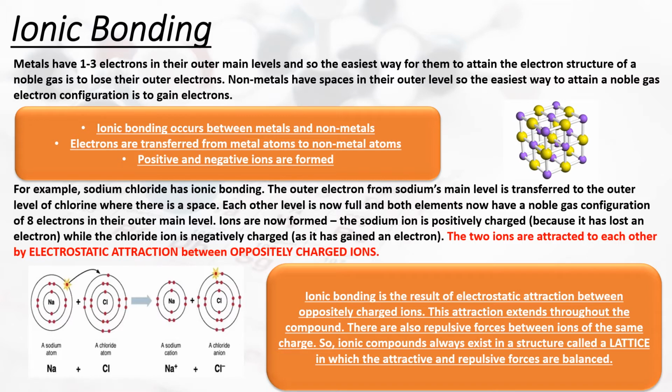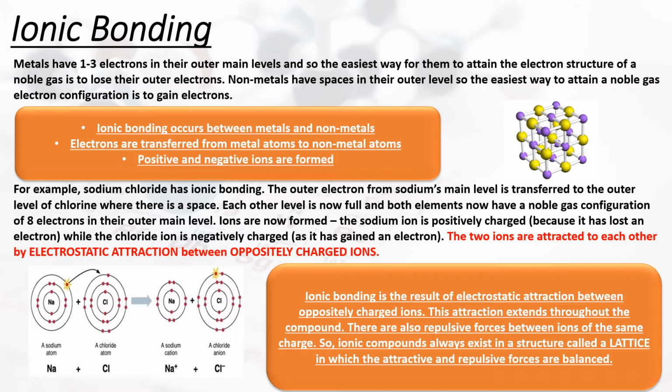And so by transferring the 1 from sodium to the outer level of the chlorine, we now have each outer level having 8 electrons, being full. And so both of these elements now have a noble gas configuration of 8 electrons in their outer main level. And because we've had the actual transfer of electrons, we now have ions being formed.